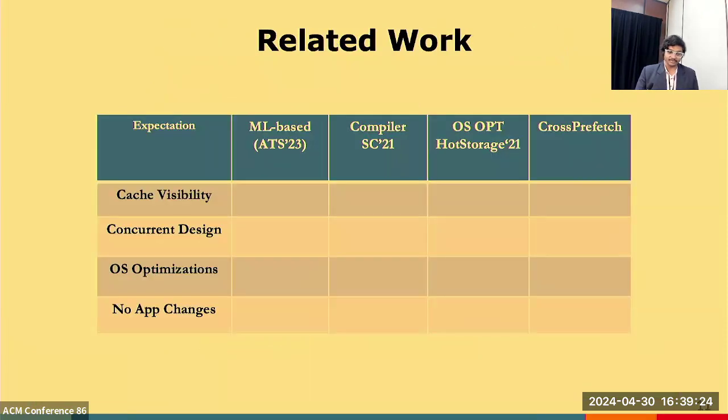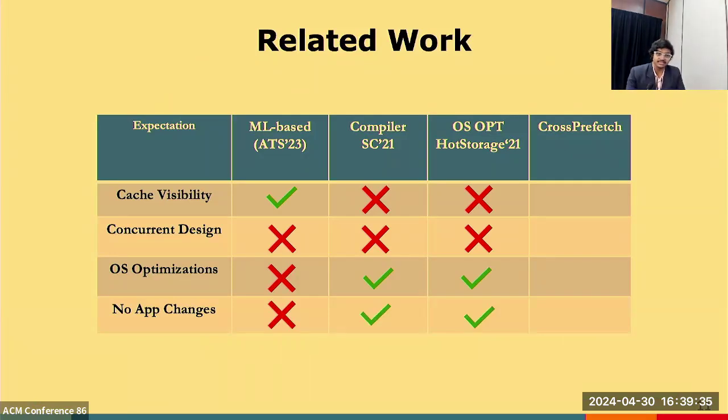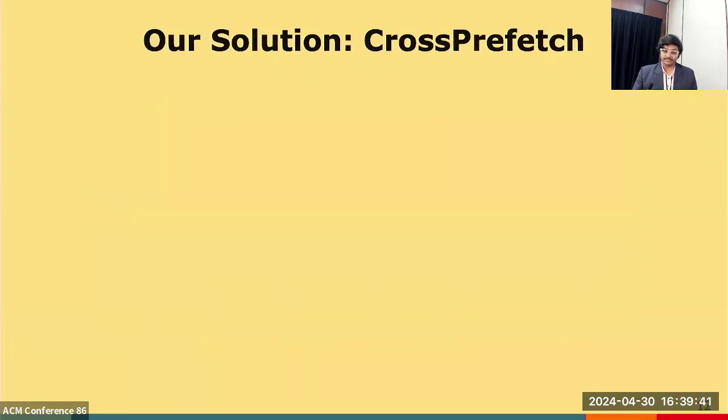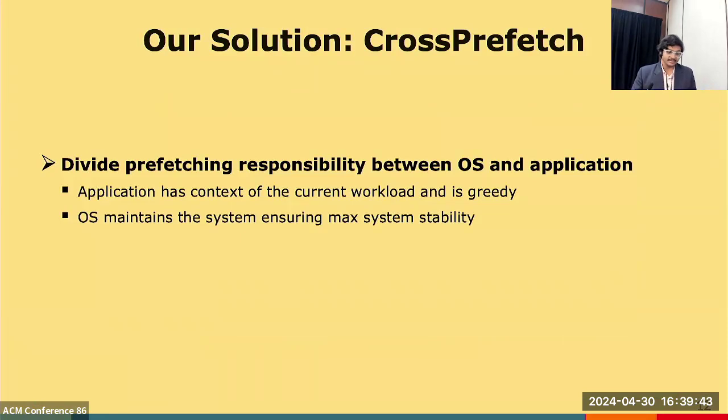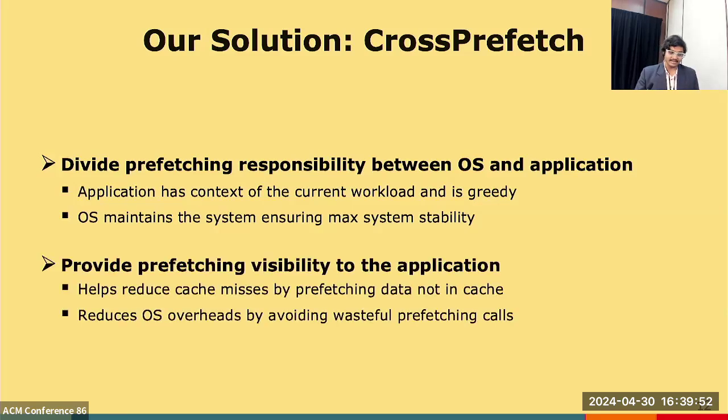Before I get into our design, I'd like to stress that while there has been a lot of work on prefetching, using machine learning techniques, for example, or compiler techniques, which improve prefetching logic, to the best of our knowledge, none of these works actually address the lack of visibility. CrossPrefetch does exactly that. It divides the prefetching responsibilities between the operating system and the application to ensure the best of both worlds in terms of performance and system stability by providing cache visibility to the user space.